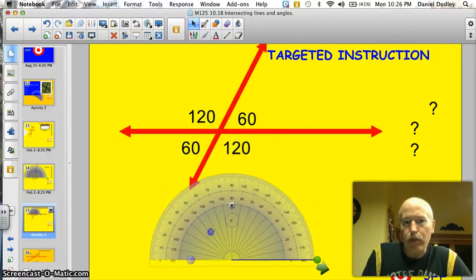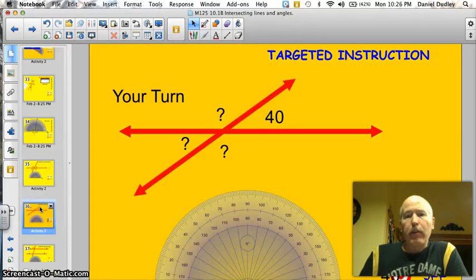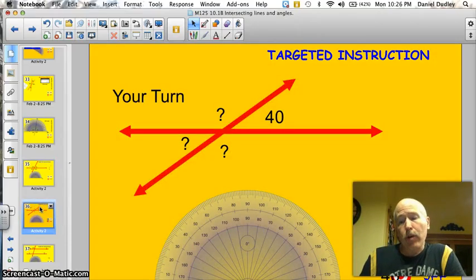Yeah, you probably want to show your friends this video. Not. All right, your turn. Figure out these 3 missing angles. Go ahead and pause the video. Go.